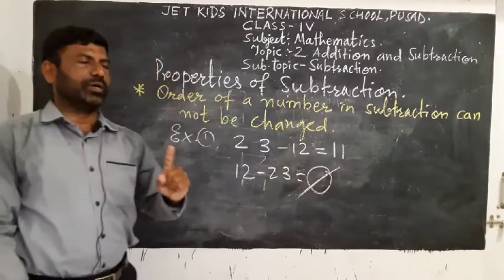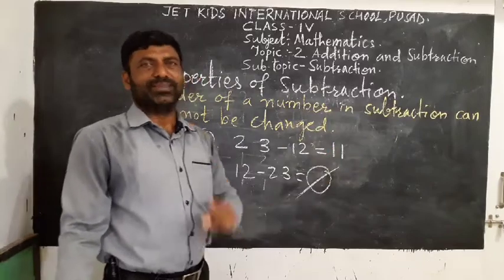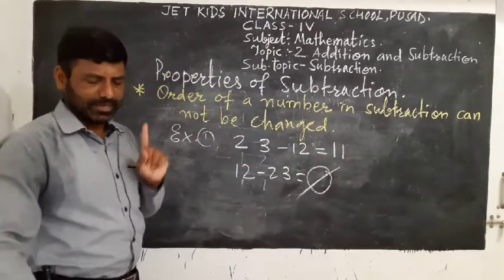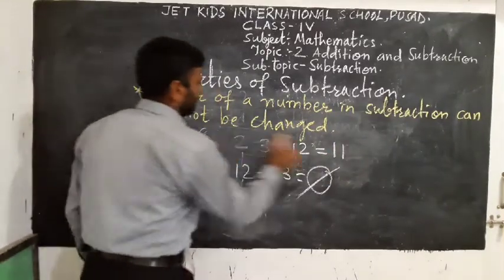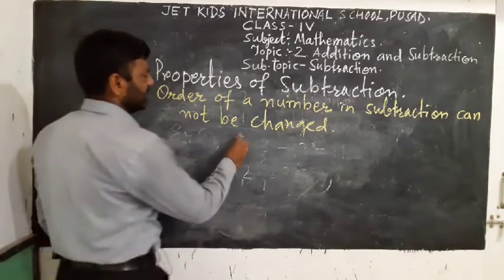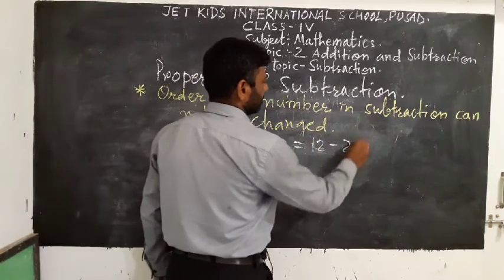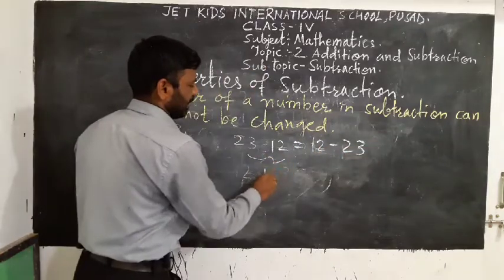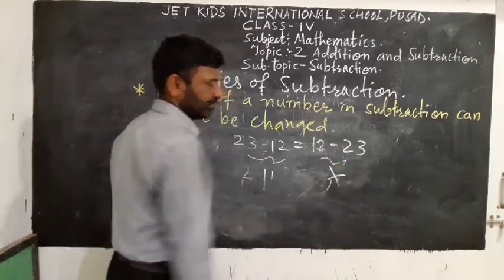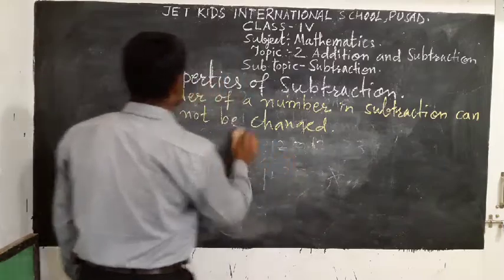So this is the first property. The order of numbers in subtraction cannot be changed. Understand? This means we cannot write 23 minus 12 is equal to 12 minus 23. The answer is 11 here, and here there is no answer. Understand? So this is property number 1.